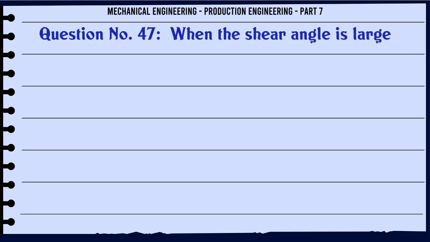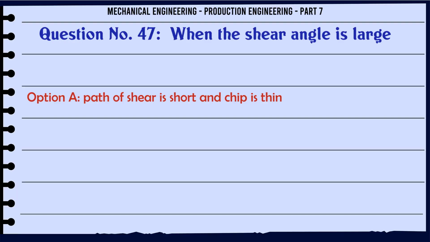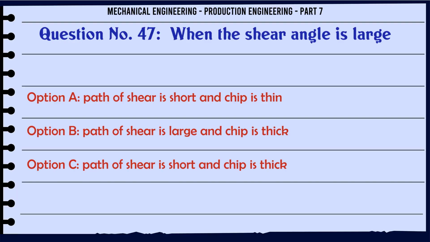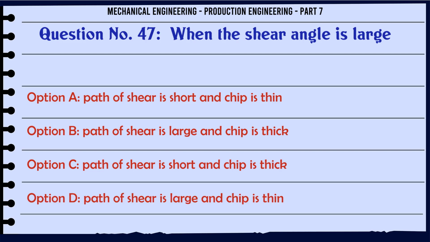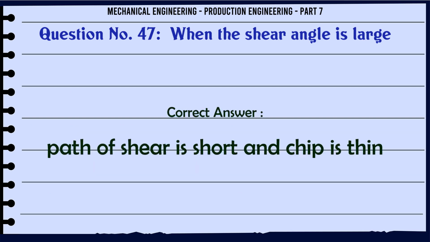When the shear angle is large: A. Path of shear is short and chip is thin, B. Path of shear is large and chip is thick, C. Path of shear is short and chip is thick, D. Path of shear is large and chip is thin. The correct answer is path of shear is short and chip is thin.